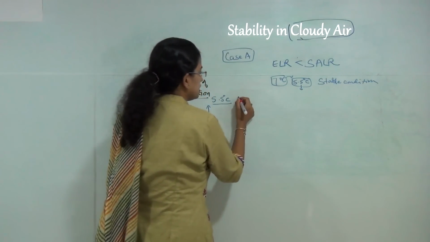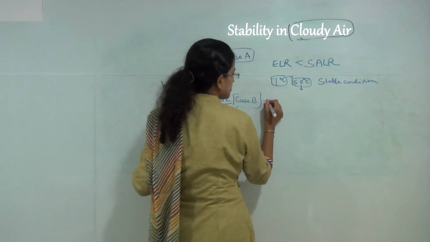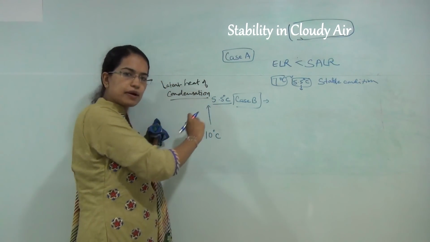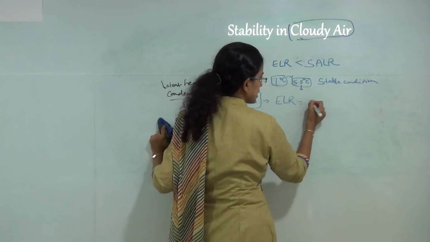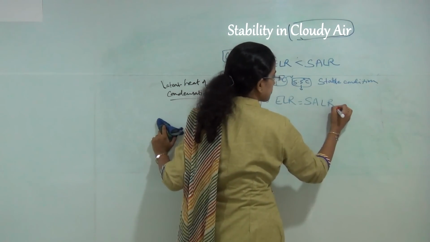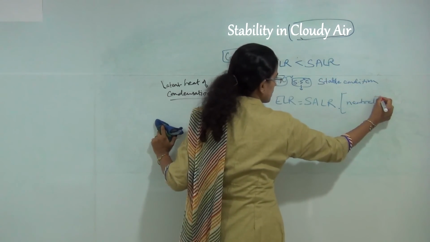Case B, again, where I say the environmental lapse rate, the fall in the temperature of the air parcel and the atmosphere is the same. So I say ELR would be the same as the saturated lapse rate, and in this case this would be a neutral atmosphere.